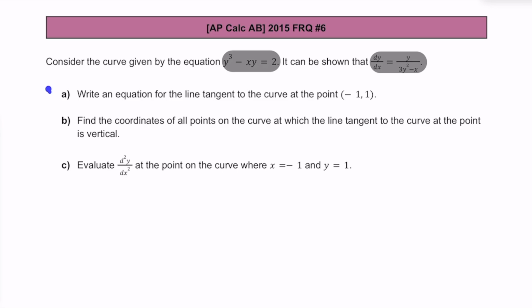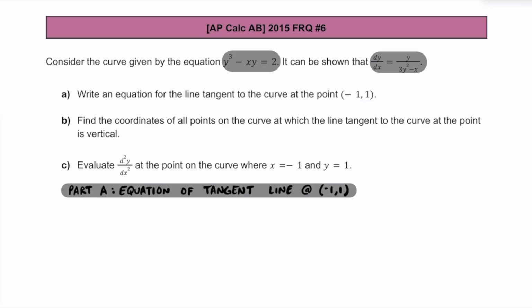Alright, let's go ahead and start with part A, which is going to be finding the equation of a tangent line to the curve at the specific point of -1, 1. To find the equation of this tangent line, we need a point and a slope. We already have the point here of -1, 1, and we have the instantaneous rate of change, or the slope, over here, but this is just the general form for any point along the curve, so let's go ahead and specifically find the slope at this particular point at -1, 1.